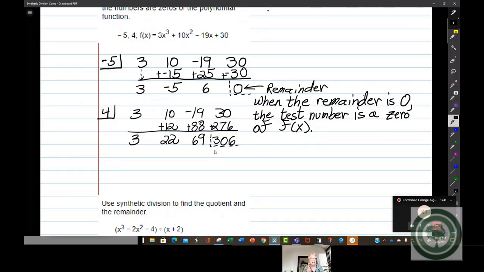So I can tell you right now that 4 is not a 0 of f of x. But negative 5 is a 0 of f of x. So only negative 5 is a 0. And that is synthetic division. Super, super easy.